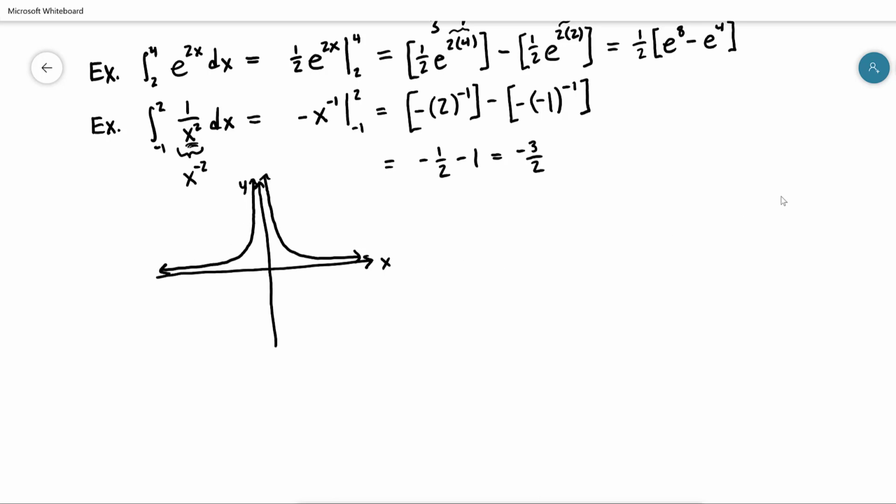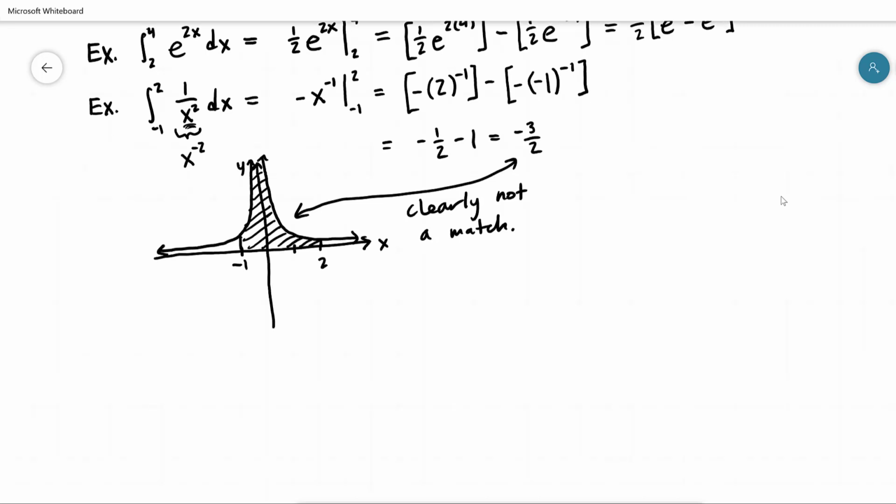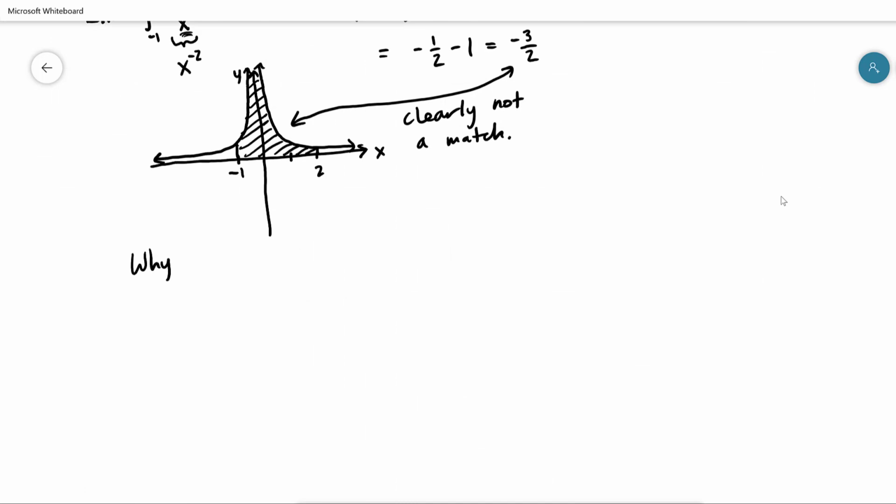And all we're doing is taking the integral from negative 1 up to 2. So this is the area that we have just supposedly tried to find. It cannot possibly be negative. So we got an answer, and our answer is wrong. Why doesn't this work? Well, if you look at the graph, it's kind of obvious. We have an asymptote right here. Our function isn't continuous.